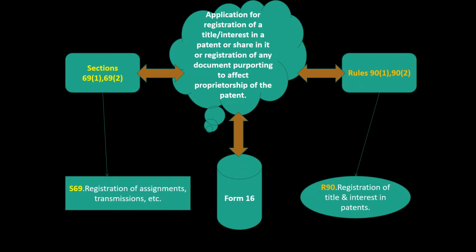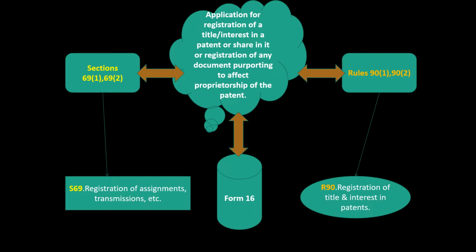Form number 16. Here again the title is a little bit lengthier. So what is the title? Title of Form 16 is Application for Registration of a Title or Interest in a Patent or Share in it, or registration of any document purporting to affect proprietorship of the patent. Lengthy one. Fine. And the related sections are 69 subsection 1, 69 subsection 2. And the rules are Rule 90 sub-rule 1, Rule 90 sub-rule 2.